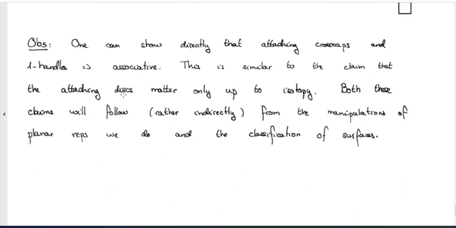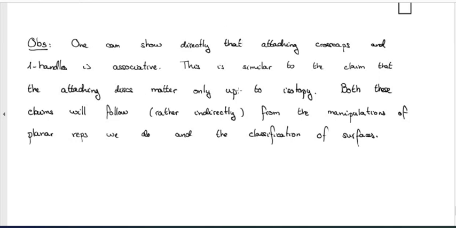So the last observation, and this is the end of the video, is that you can show that attaching crosscaps and one handles is associative. So at the end of the day, you can say I start with a surface and I attach to it, let's say, g one handles and g prime crosscaps. And this is a perfectly nice definition because it doesn't matter in which order you glue them. Even better, due to the previous lemma, you can substitute an even number of crosscaps by half the number of one handles.